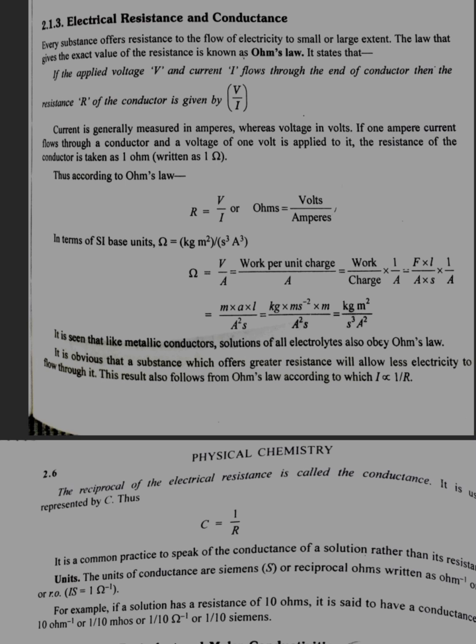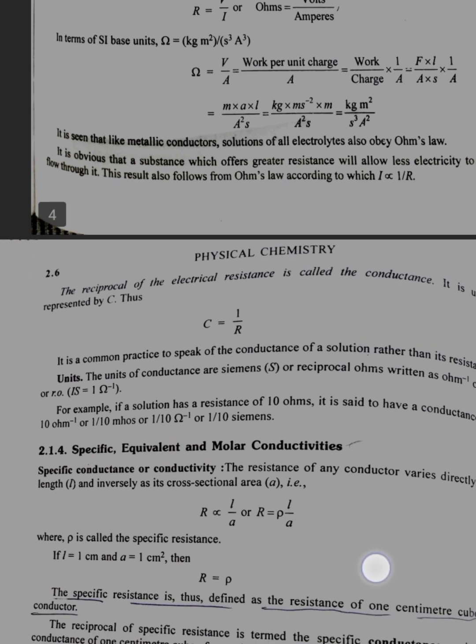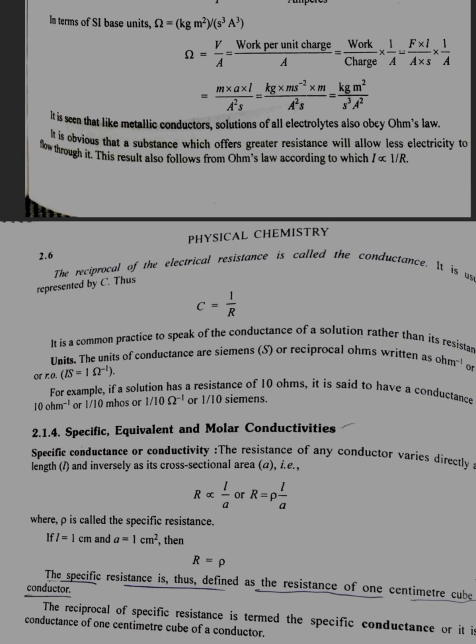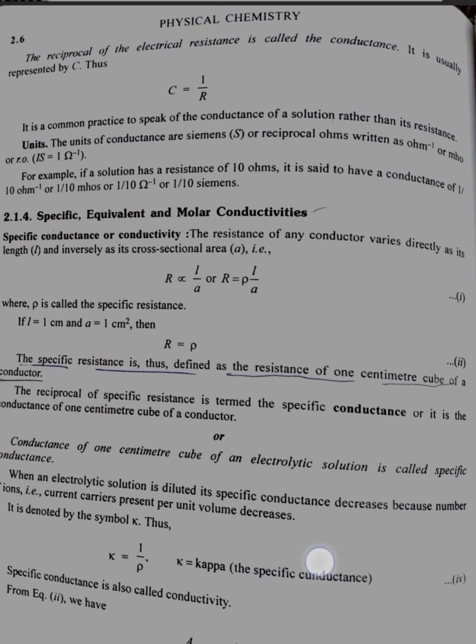In terms of SI units, ohm is equal to kilogram meter square per Siemens square ampere cube. It is seen that, like metallic conductors, solutions of all electrolytes also obey Ohm's law. It is obvious that a substance which offers greater resistance will allow less electricity to flow through it. This result also follows from Ohm's law, according to which I is directly proportional to 1 upon R. The reciprocal of electrical resistance is called the conductance. It is usually represented by C. Thus, C is equal to 1 upon R.